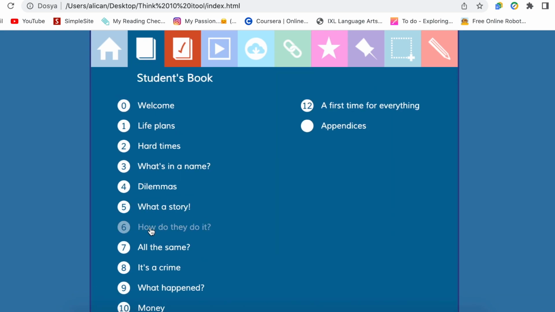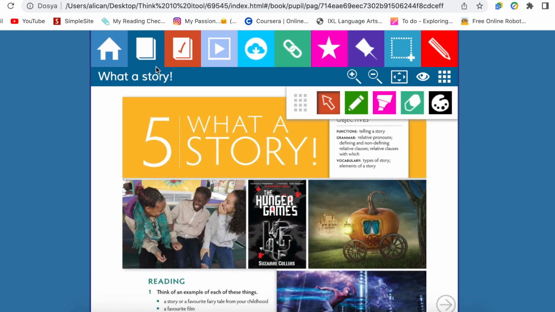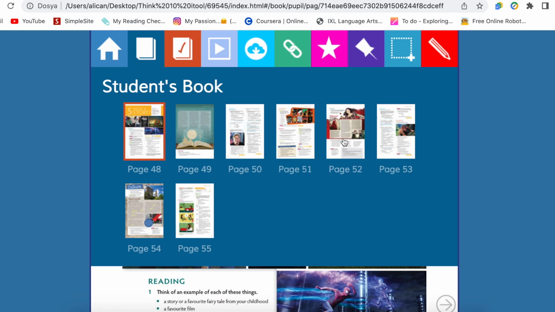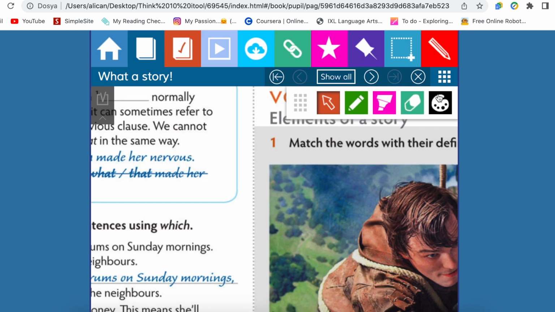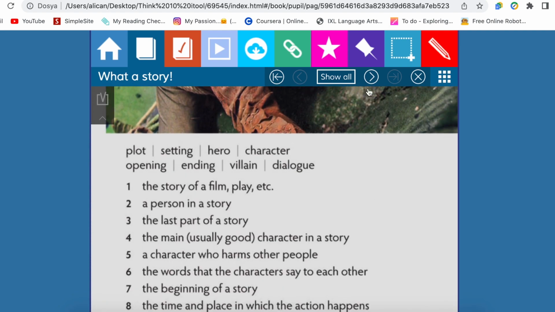First exercise, let's look at the meaning. The story of a film, play, etc.: plot. A person in a story is character. The last part of a story, ending. The main, usually good character in a story, hero. A character who harms other people, villain. The words that the characters say to each other, dialogue. The beginning of a story, opening. The time and place in which the action happens, setting.